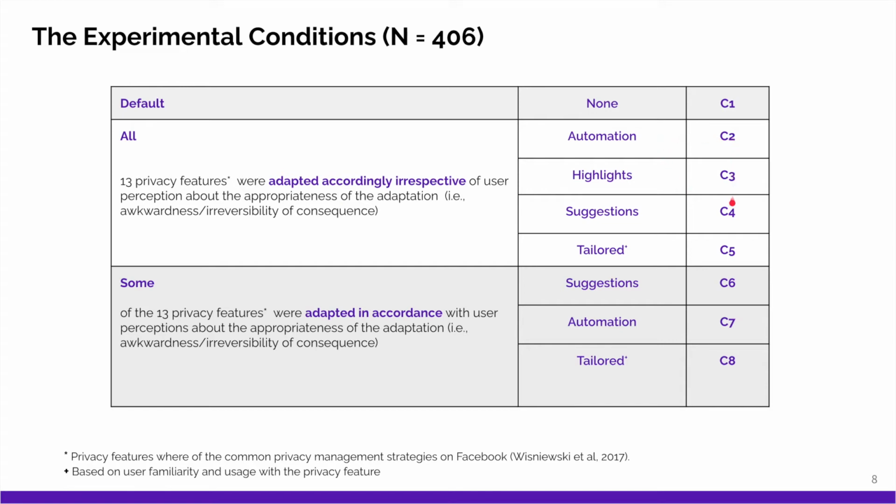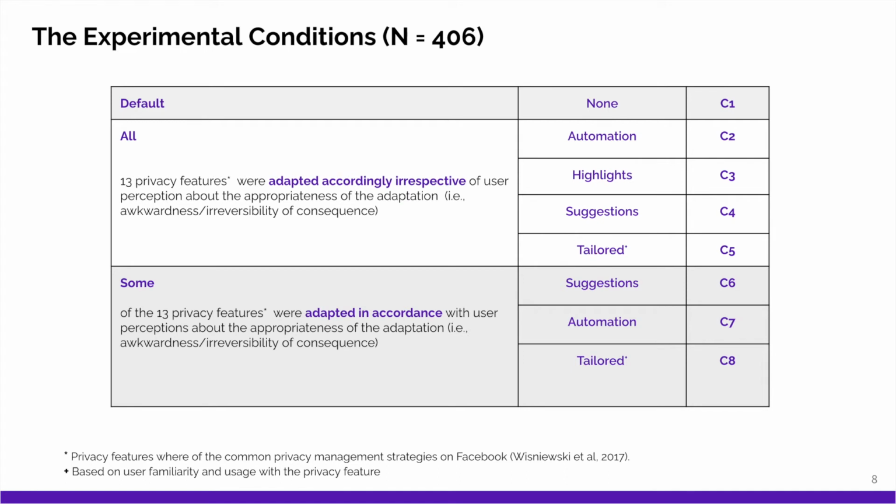So for C2 to C4, what we did was basically all the 13 privacy features were adapted to the user using one of the 3 adaptation presentation methods. So either we automated all the 13 privacy features, or we highlighted all the 13 privacy features, or we provided suggestions for all the 13 privacy features. In the tailored condition, we basically tailored the adaptation methods themselves.